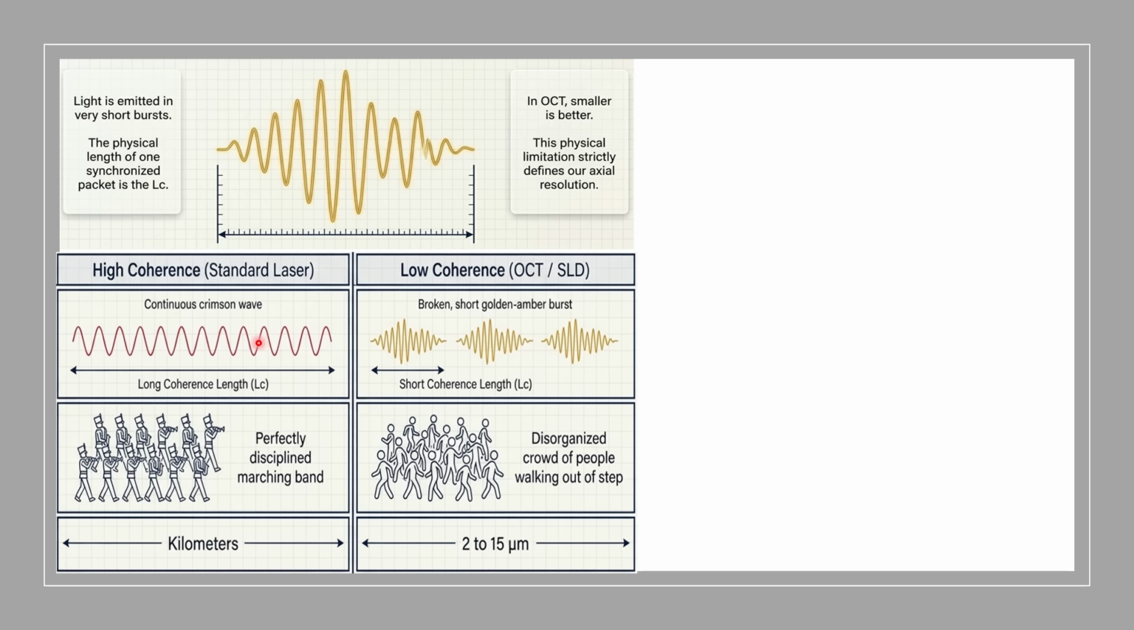High coherence light will propagate for kilometers. They resemble soldiers that propagate in phase, all of them, like a perfectly disciplined machine. They will propagate for long distance. In OCT, we don't use this light. In OCT, we use this light.